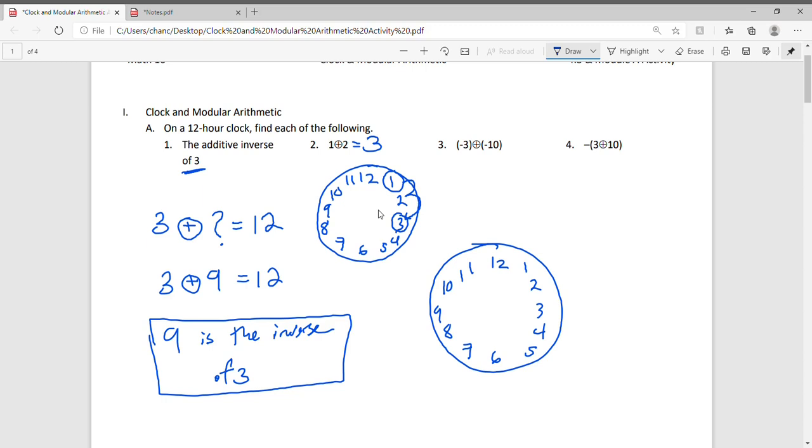What is negative 3? Negative 3 would be starting at 0, then going counterclockwise 3 times. So that's 1, 2, 3. So this is negative 3 in clock arithmetic.